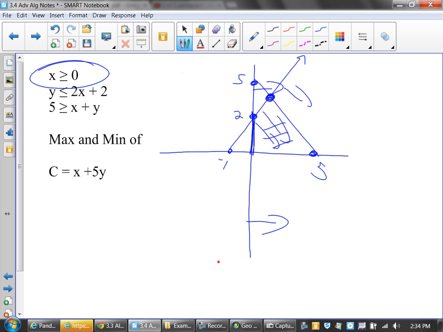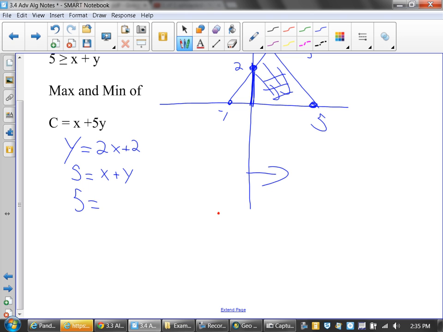So we have to figure out where those 2 lines intersect. Remember, where 2 lines intersect is how you solve the system of equations, what we did last week. You take the equations of those 2 lines. y equals 2x plus 2, and 5 equals x plus y. And you solve the system. There are linear combinations, substitutions, multiple ways of going about it. This problem sets you up for a substitution right away, because it says y is 2x plus 2. Everybody see that?